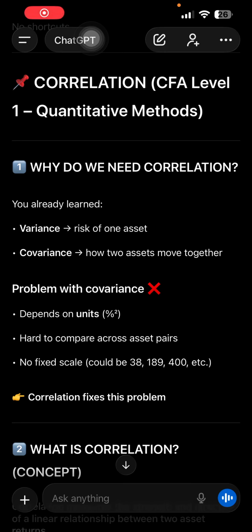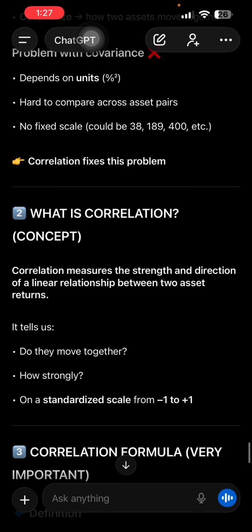Now we will see what is correlation. We already had covariance. Now again why are we going to correlation? Covariance depends on units, that is percentage squared, and it is hard to compare, and there is no fixed measurement scale. It can go to any number. How will we compare them? Hence we are going for correlation.